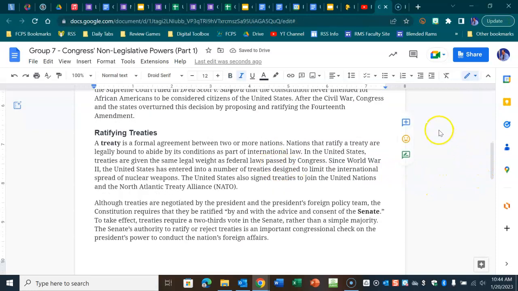Ratifying treaties. A treaty is a formal agreement between two or more nations. Nations that ratify a treaty are legally bound to abide by its conditions as part of international law. In the United States, treaties are given the same legal weight as federal laws passed by Congress. Since World War II, the United States has entered into a number of treaties designed to limit the international spread of nuclear weapons. The United States also signed treaties to join the United Nations and the North Atlantic Treaty Organization, or NATO.